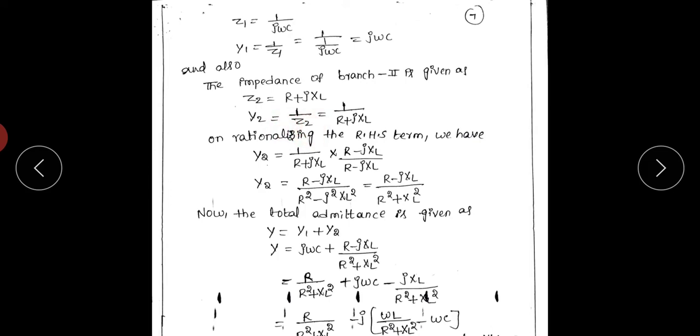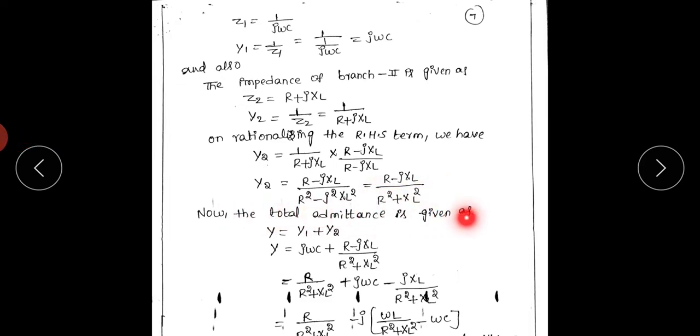Next, the total circuit admittance Y equals Y1 plus Y2. By simplifying, Y2 equals 1 by (R plus j into XL), multiplied by (R minus j into XL) by (R minus j into XL). So Y2 equals (R minus j into XL) by, using the formula (A plus B)(A minus B) equals A square minus B square, R square minus j square into XL square. So j square equals minus 1, minus into minus is plus. So the denominator is R square plus XL square.